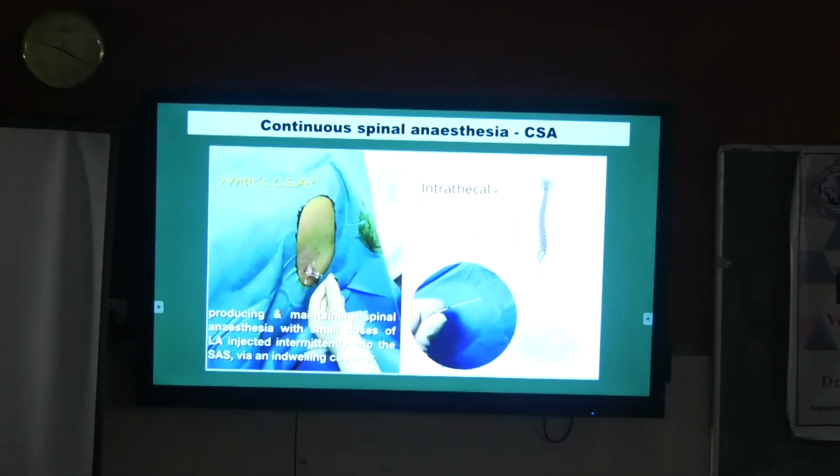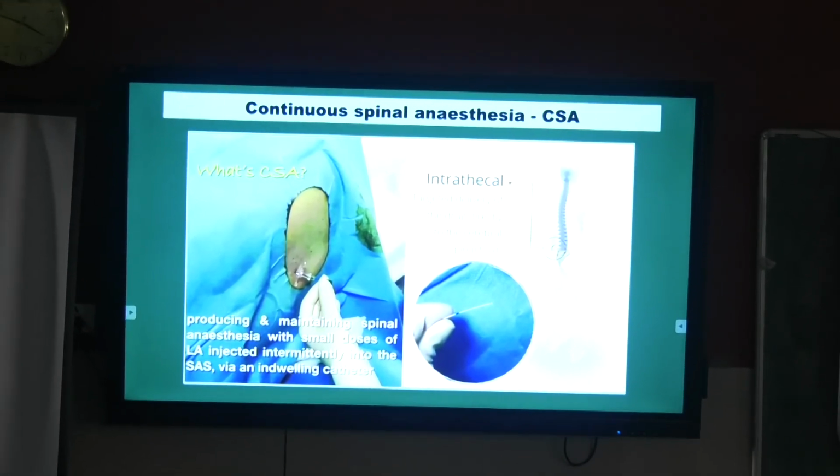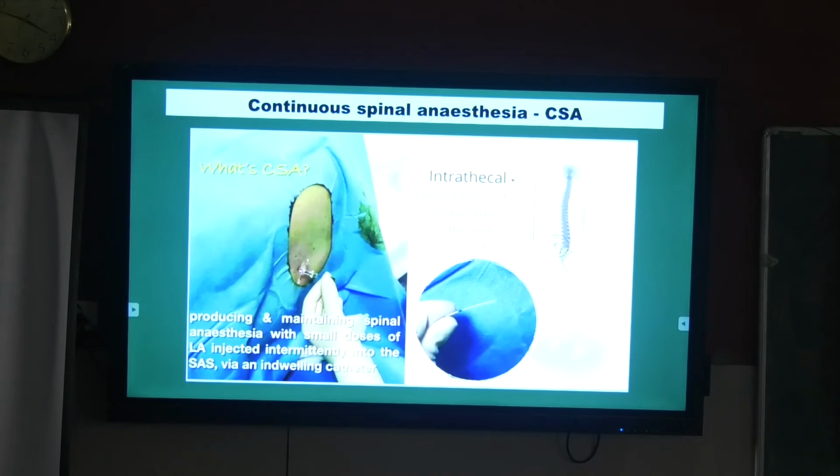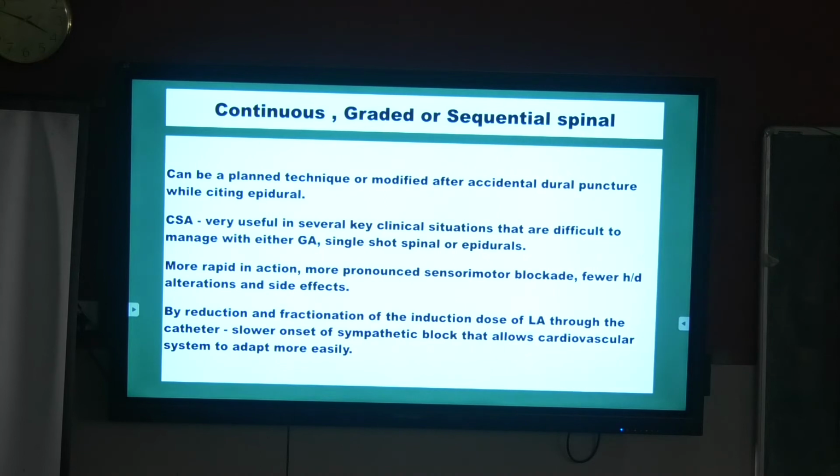Continuous spinal anesthesia is producing and maintaining spinal anesthesia with small doses of local anesthetic injected intermittently through the subarachnoid space via an indwelling catheter. It can be a planned technique or it can be modified after accidental dural puncture. It's very useful in several key clinical situations.